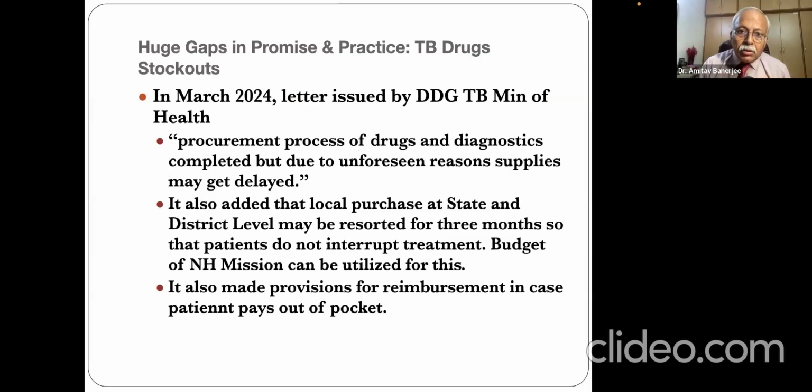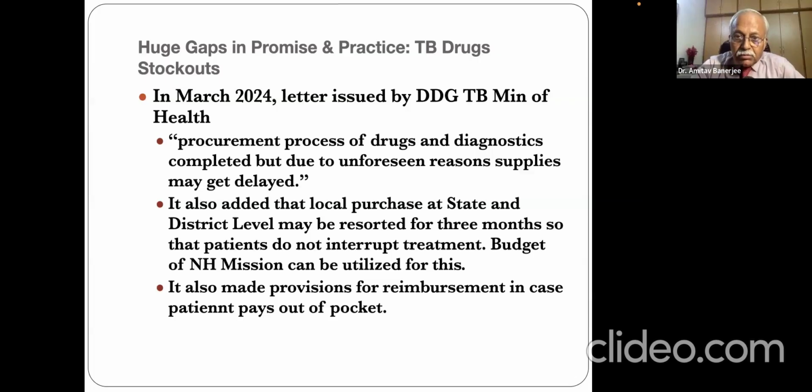And the huge gap, just to bring out how much. Just making it on paper doesn't work if we do not give the service, we do not supply the drugs. So starting from March 2024, for 4 months or 6 months in many parts of the country, there was a stock out of TB drugs. So you see, this is something which is very, very disappointing.